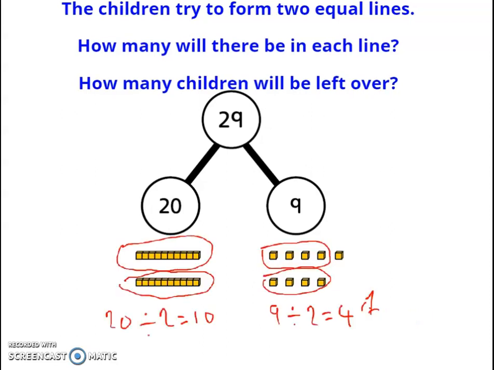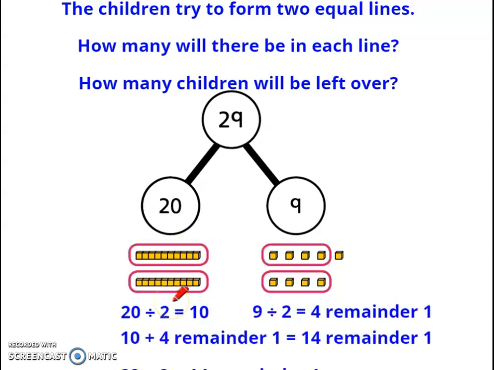And we can see now that we had our 29, which we partitioned to our tens and ones. So 29 divided by 2 is the same as 20 divided by 2, which gives us 10, and 9 divided by 2, which gives us 4, remainder 1. And when we put that information together, the 20 divided by 2 equals 10, the 9 divided by 2 equals 4, remainder 1, it gives us our number sentence of 10 plus 4, remainder 1, equals 14, remainder 1. So for our first sum, 29 divided by 2 will give us the answer 14, remainder 1.